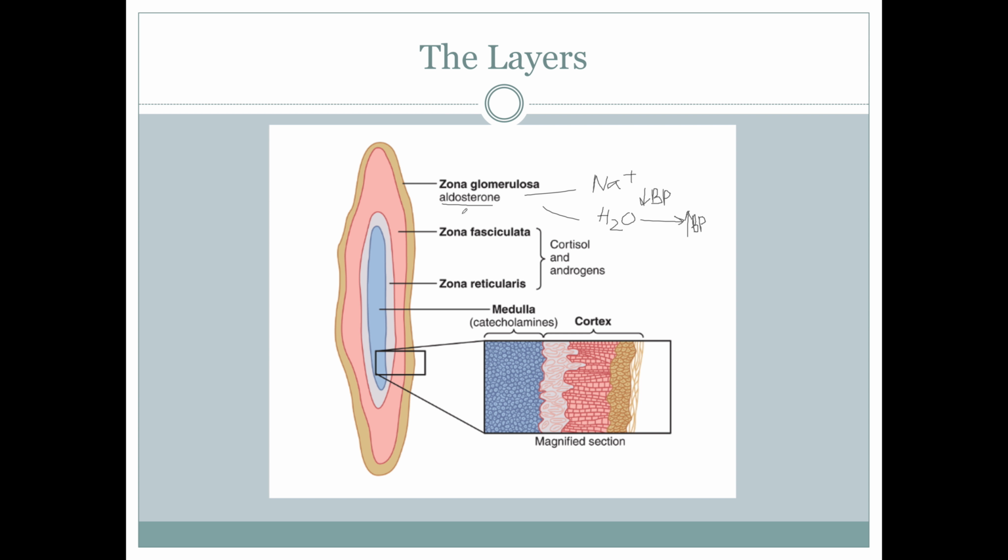So zona glomerulosa is associated with aldosterone, which is considered a mineralocorticoid. So that is involved with blood pressure regulation. Then we have our zona fasciculata and zona reticularis, and these are areas associated with the production of our steroid hormones like cortisol, which is a glucocorticoid, and then androgens. And as we've talked about in the past, females and males have androgens.